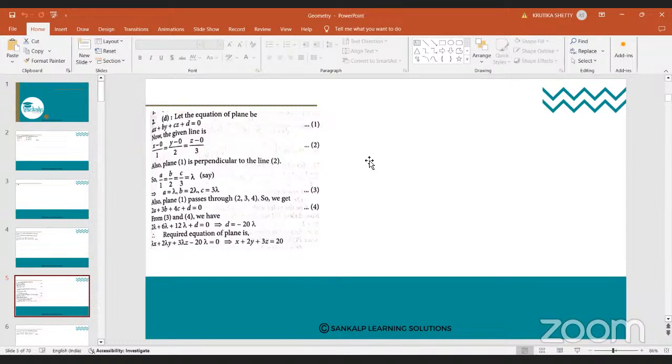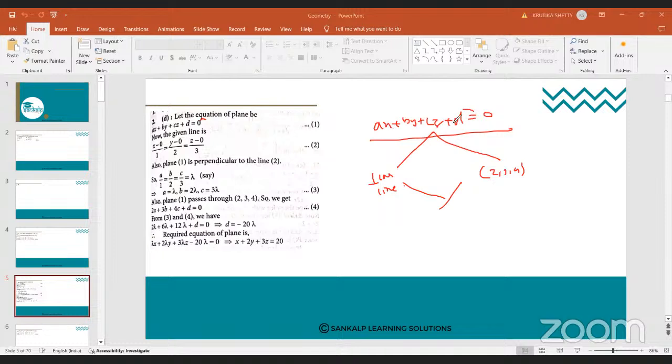So see, in this particular question, two conditions have been given. This is the general form of the plane, ax plus by plus cz plus d. It is satisfying two conditions. One is it is perpendicular to the line, and second, it is passing through the point 2, 3, 4. So by combining these two, we can find the d value as well as the a, b, c values. Okay, the next question, question 3.